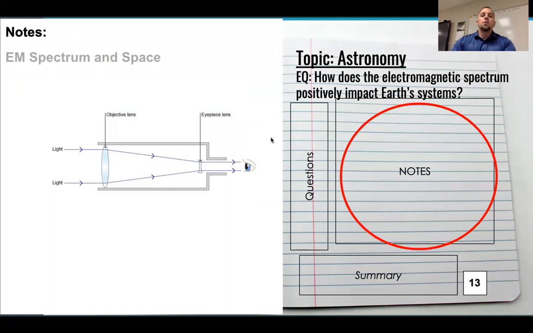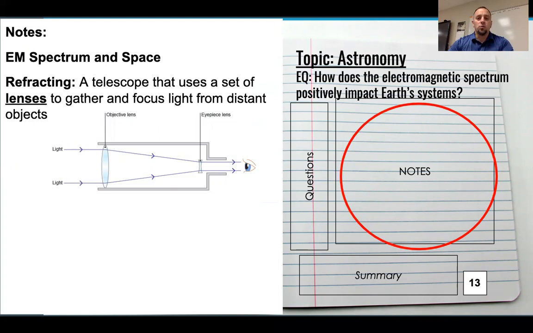So we need the electromagnetic spectrum, okay? Those light waves travel through space, and we're able to actually collect those. One of the ways we collect those is in a refracting telescope. A refracting telescope is a telescope that uses lenses to gather and focus light from distant objects. And we can look at it here.